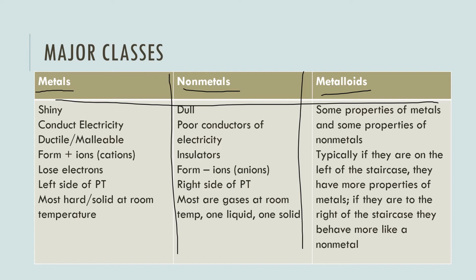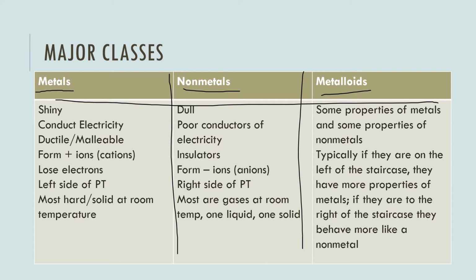Under metals, I want you to fill in the properties you see on the left. They're shiny, they're conductors of electricity, they're ductile or malleable, meaning they can bend without breaking, they form positive ions, they lose electrons, they're found on the left side of the periodic table. Most of them are hard or solid at room temperature. It may take you a little bit longer than it takes me to read, but make sure that you have all of these properties listed for metals. If you have to, pause the video so that you can copy all of these down.